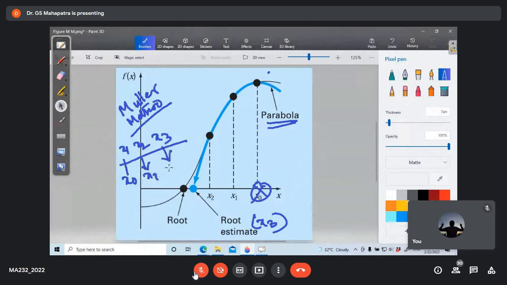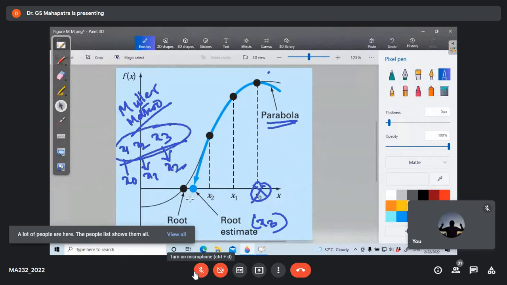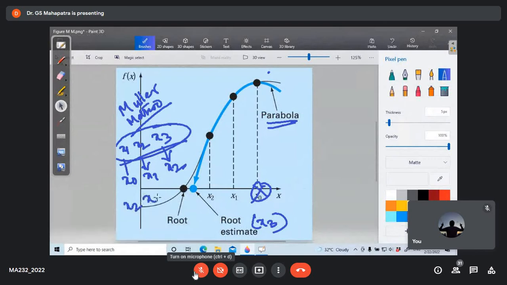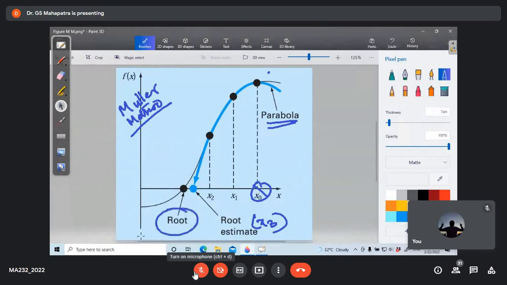And again you draw the parabola using these 3, and you will get another new estimated root, say x4. Then the next approximation will be x2, x3, x4, and so on. In this way, ultimately you will reach this black point, that is the actual root, at the nth iteration, xn.